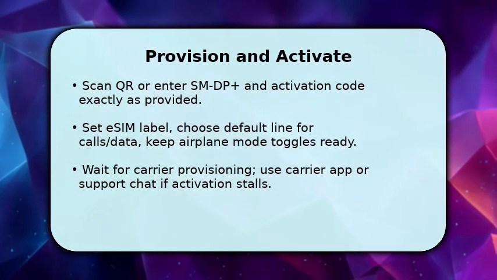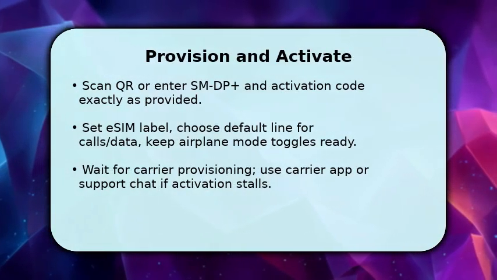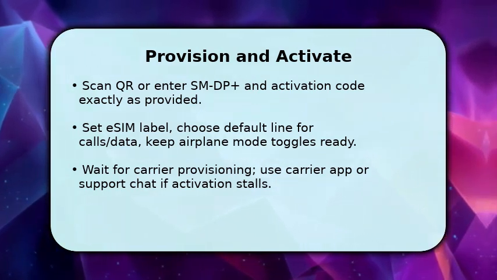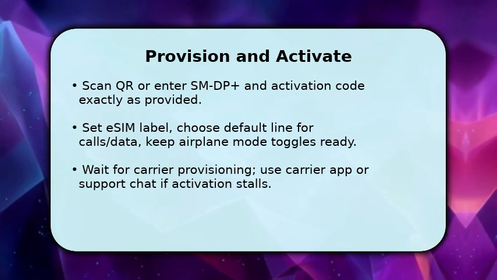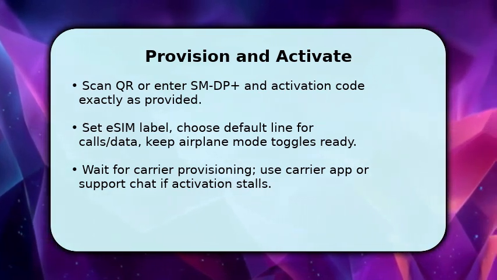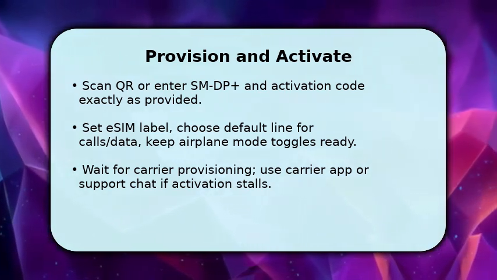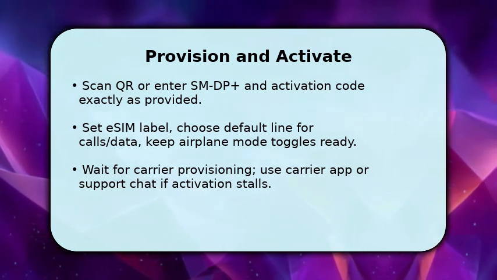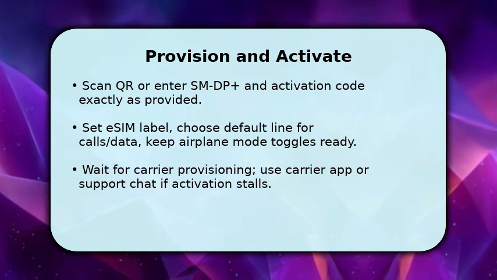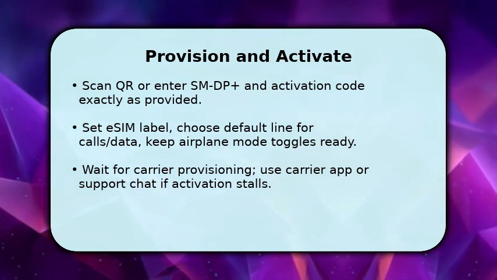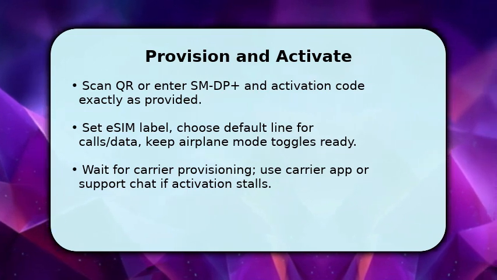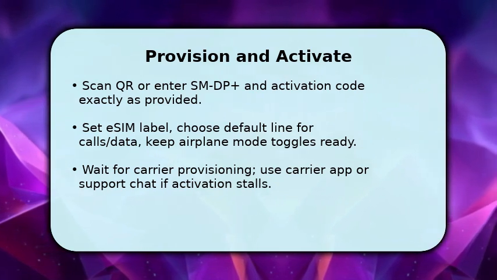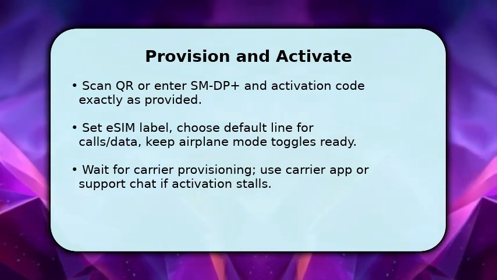This starts the actual provisioning step you need to complete next. You scan the QR or type the SMDP plus and activation code precisely, because a single character error stops provisioning. Once the plan appears, label it for clarity and decide whether this will be your default line for voice, SMS, or data. Make sure airplane mode is off. If activation pauses, toggle airplane mode on for 5 seconds and back off to trigger network re-registration. While the device registers with the carrier, monitor the activation status and keep any carrier app open for follow-up prompts.